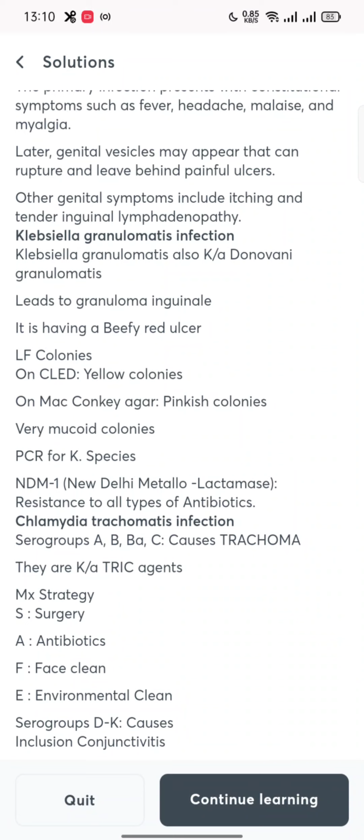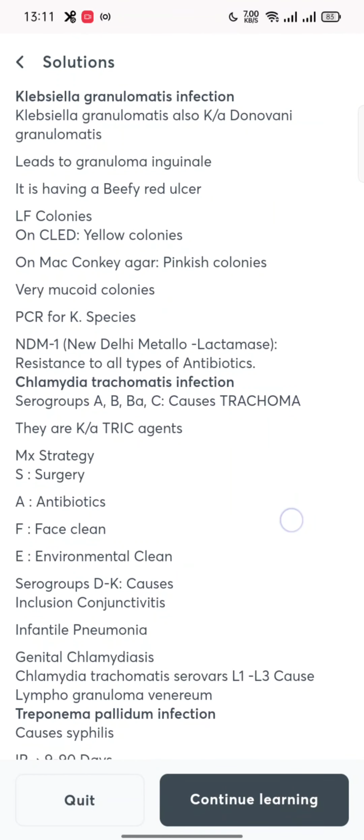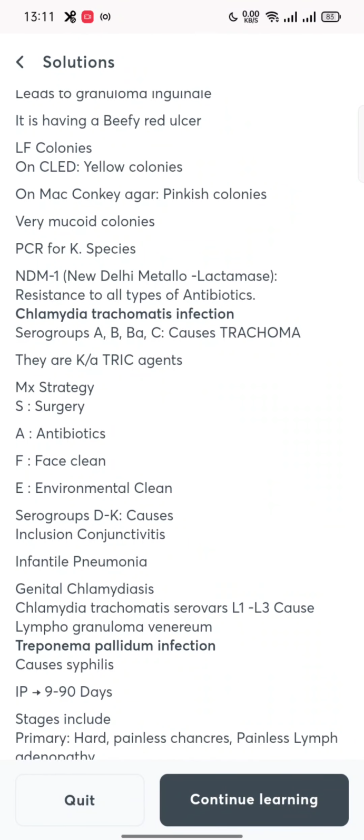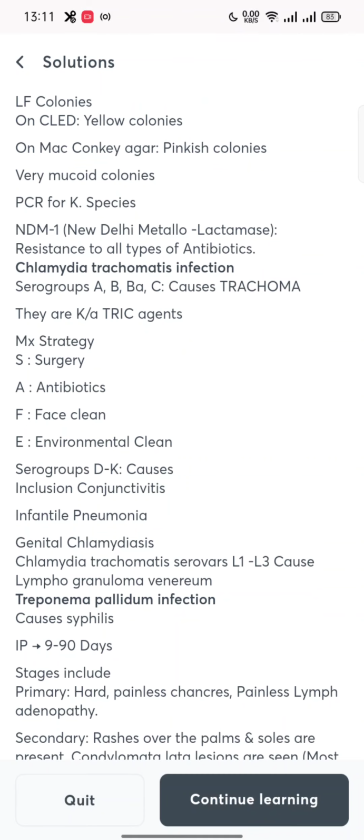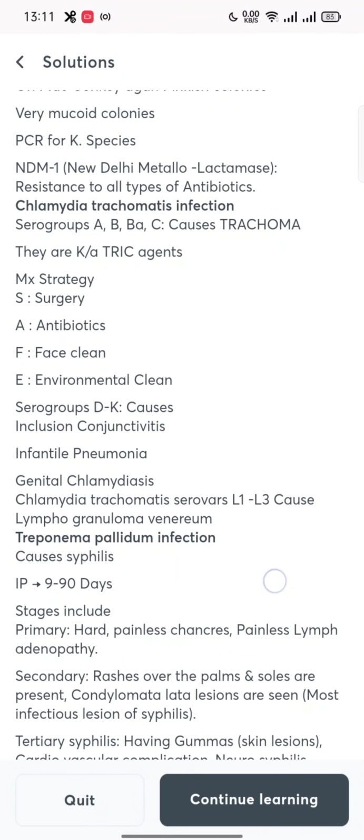On lab, yellow colonies, on MacConkey agar pinkish colonies, very mucoid colonies, PCR for Klebsiella species. So NDM-1, New Delhi metallo-beta-lactamase, is resistance to all types of antibiotics. Chlamydia trachomatis infections: serogroups A, B, Ba, and C cause trachoma. They are known as the trachoma agent.